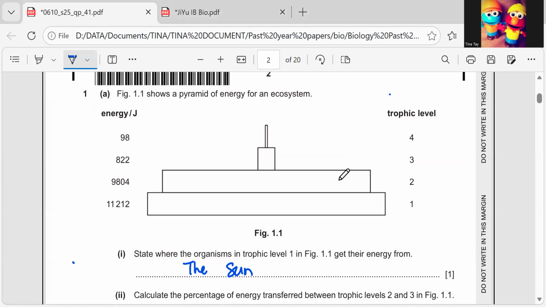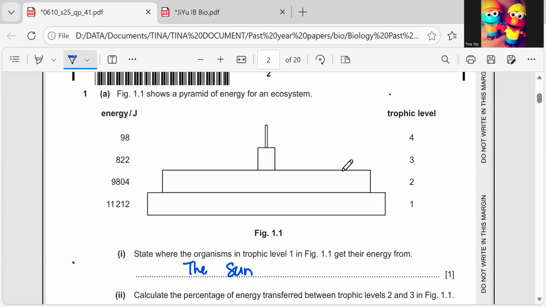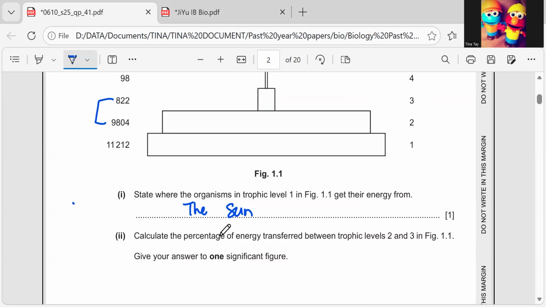Okay. So calculate the percentage of energy transferred between trophic level 2 and 3. So 2 and 3. Okay, so how do you count? Just the math. Yeah, so it's 8 to 2. It's like minus 90. All right. So the answer is 8%. What? No. Did you get it? 8%. Yeah. Percentage of energy transferred.